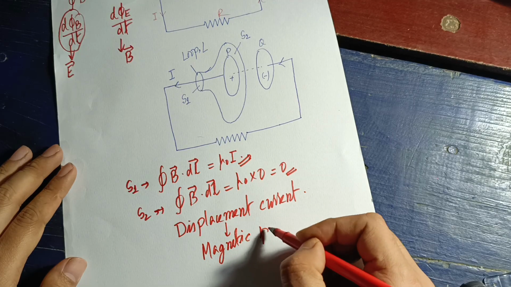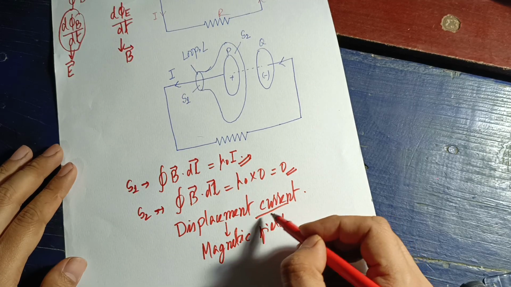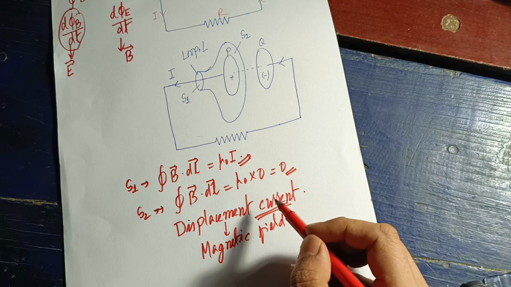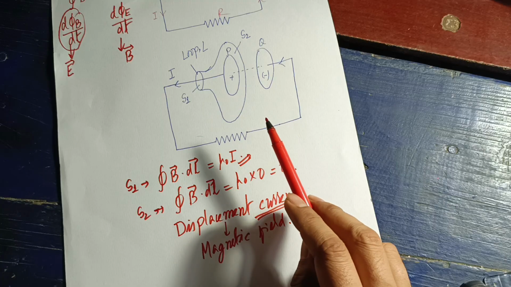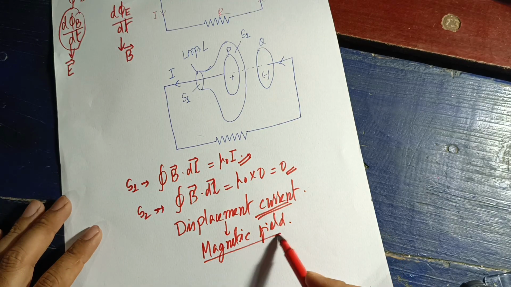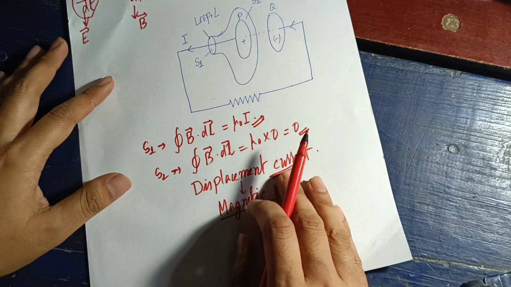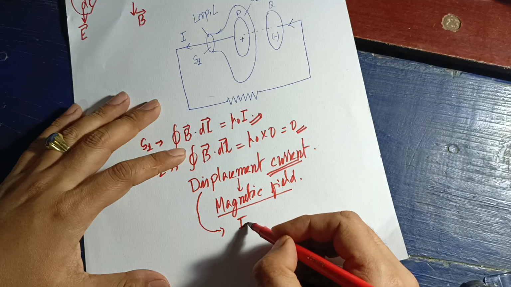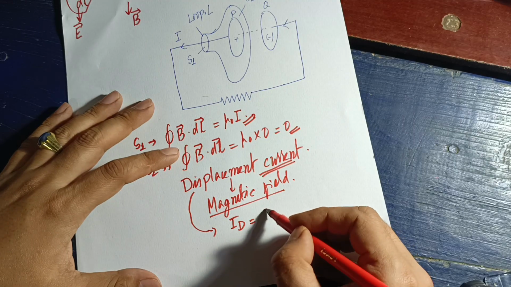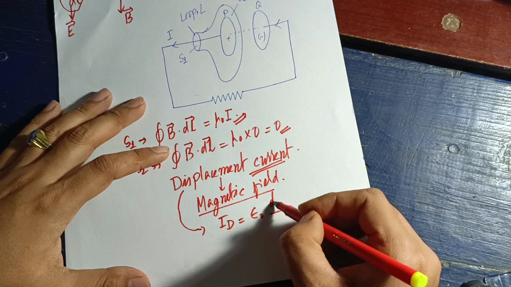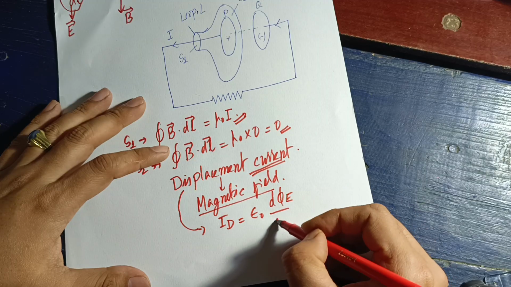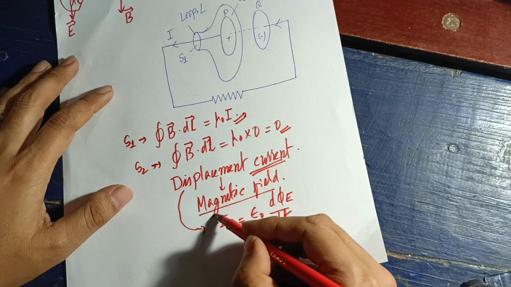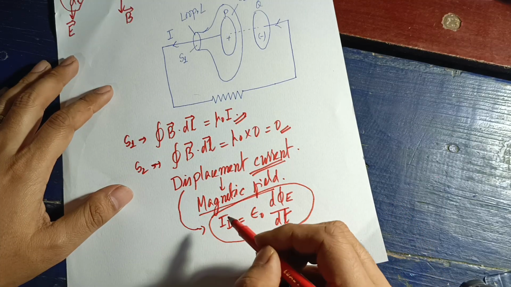You must note that although its name is current, it is not a physical current. It is a term which arises due to changing electric flux between the plates of the capacitor, which ultimately gives rise to a magnetic field. So this displacement current, I will call it I_D, is equal to epsilon naught times the derivative of phi_E with respect to t. Phi_E is nothing but the electric flux. So this is the displacement current.